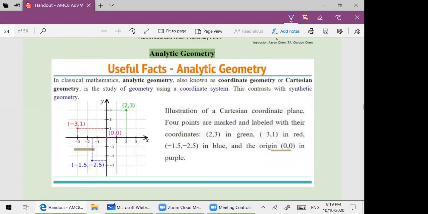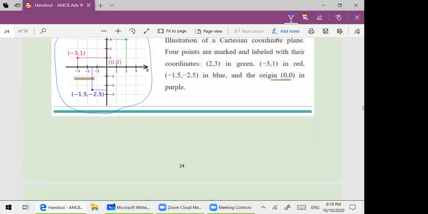Okay, so analytic geometry. It's also known as coordinate geometry or Cartesian geometry. And so it's the study of geometry using a coordinate system. And here's what a Cartesian plane looks like. The origin usually is used to represent 0, 0.